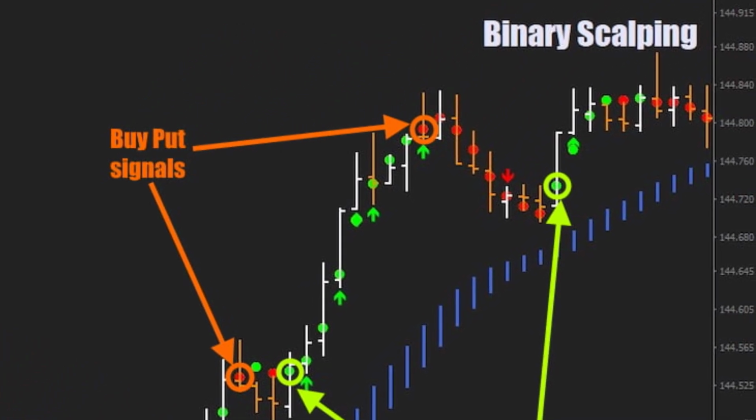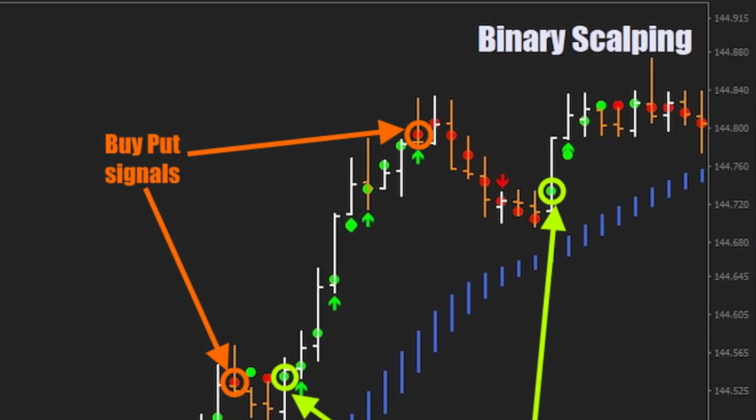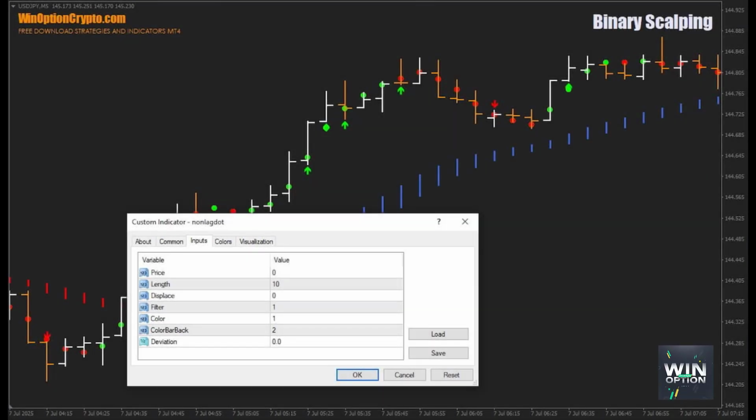We would like to emphasize that the signals of the non-lag dot indicator are considered reliable and are not redrawn after appearing, but only if configured correctly. In order for the non-lag indicator to record signals immediately, it is necessary to set the parameter color bar back equal to 0. This means that the dots will be displayed on the current bar without delay and will not change later. If another value is specified in this field, for example 2, the indicator can redraw the color of the dots on the last 2 candles. Therefore, when working with the non-lag indicator, it is extremely important to carefully monitor the value of the color bar back parameter in order to receive accurate signals without delay and repainting.